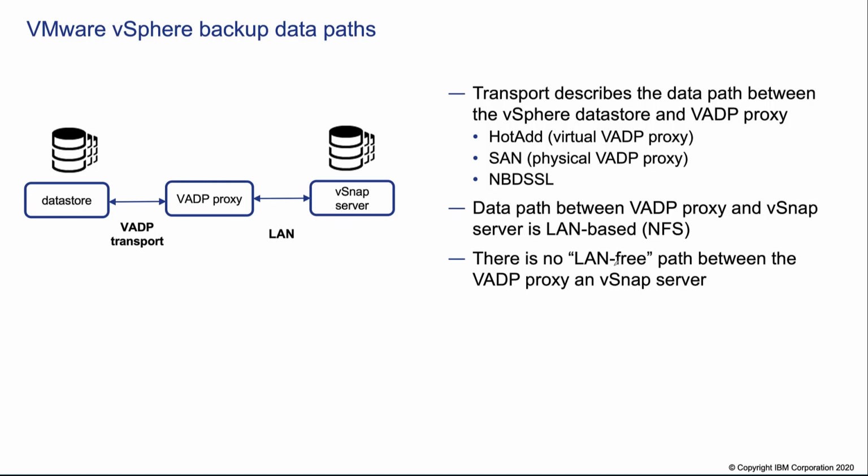So there's no necessarily LAN-free path here between the VADP proxy and the vSnap server. We'll see that LAN-free is kind of a misnomer in the next slide. But the point here is that if the VADP proxy is not on the same machine as the vSnap server, then when you're pulling data out through the VADP transport, you are writing that over LAN, so there's an extra LAN hop that you have to incur.